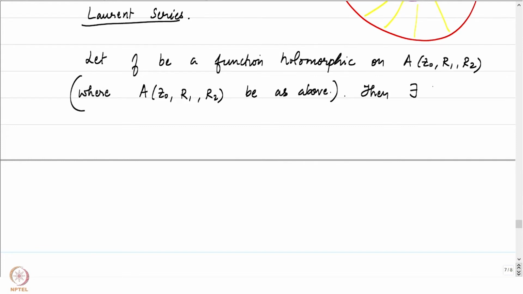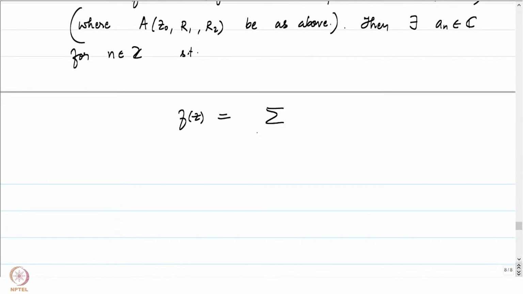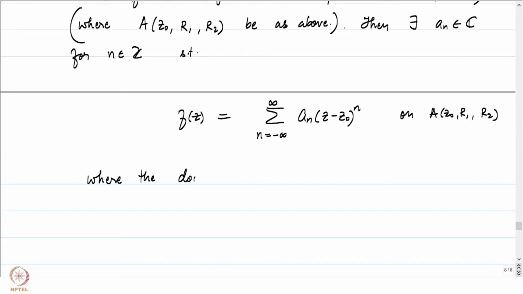Then there exists a_n in C for n in the integers such that f(z) is equal to the summation from n equals minus infinity to infinity, the doubly infinite series given by a_n times (z minus z0) to the power n, on the annulus A(z0, R1, R2), where the convergence is actually absolute convergence, where the doubly infinite series converges absolutely. Let me not write this because I am going to also talk about some uniform convergence.